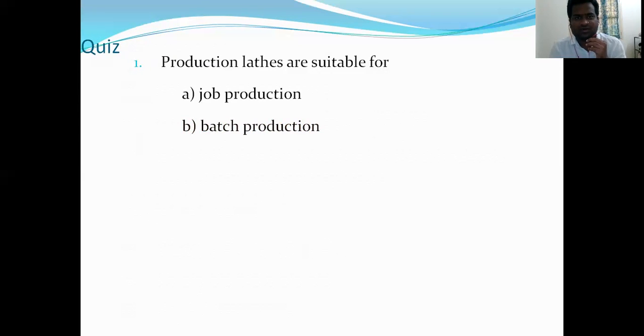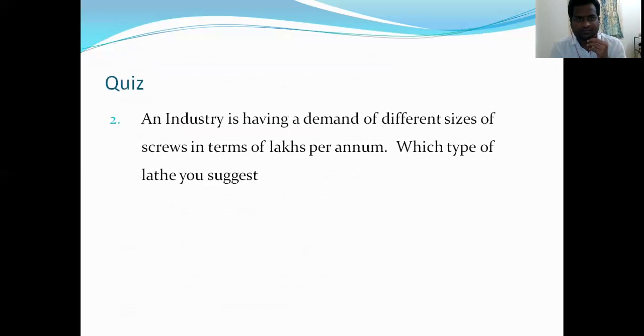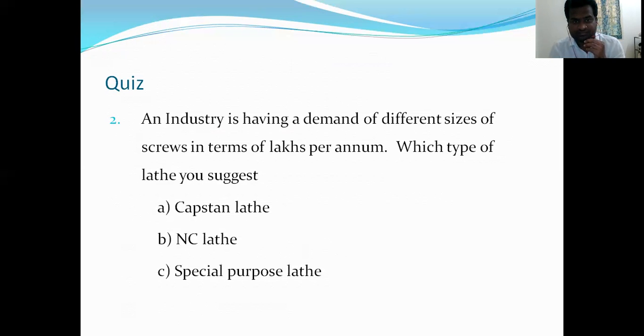Production lathes are suitable for job production or batch production? We said it is suitable for batch production. An industry has a demand for different sizes of screws, in terms of lakhs per annum. Observe this question. We do not have the same size, but different sizes. That means different batch production. Which type of lathe do you suggest? Tell me which type of lathe you suggest.